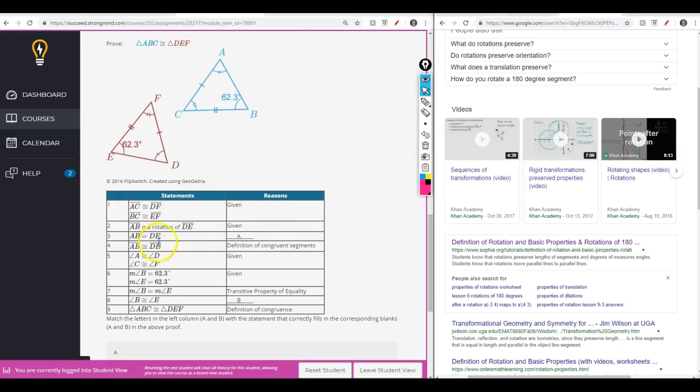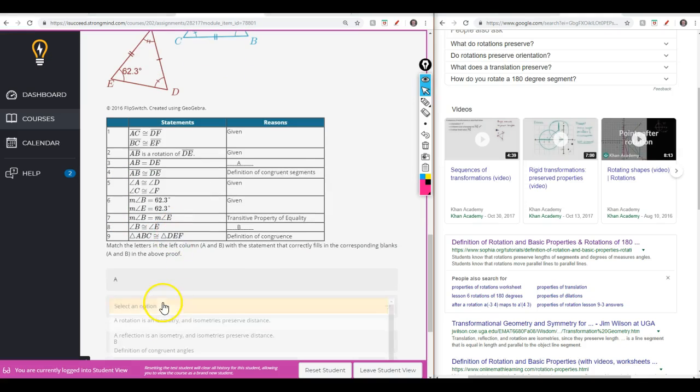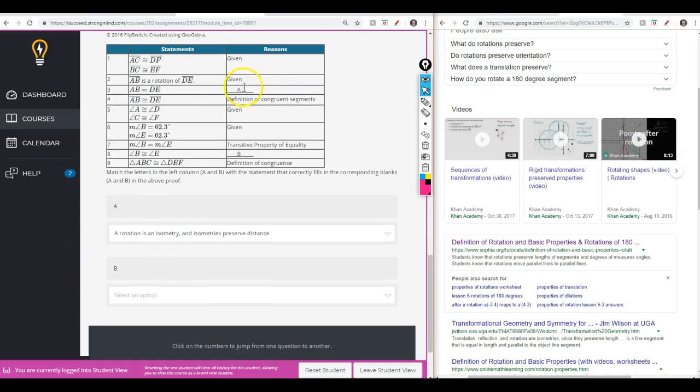So now I'm going to look at the proof. It says segment AB is a rotation of segment DE. That's given. Again, this is read: distance of AB is equal to the distance of DE. That is because a rotation preserves distance. A rotation is an isometry, and isometries preserve distance. That is our reason.